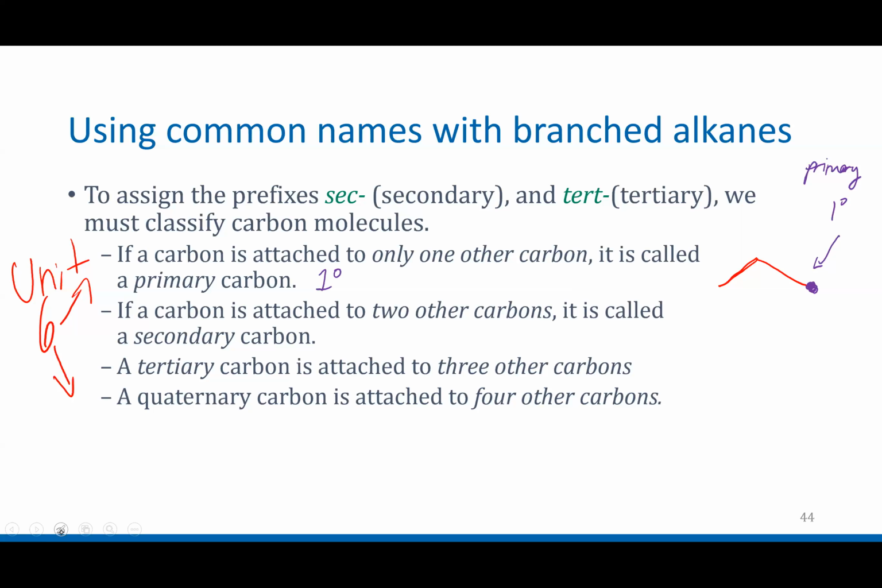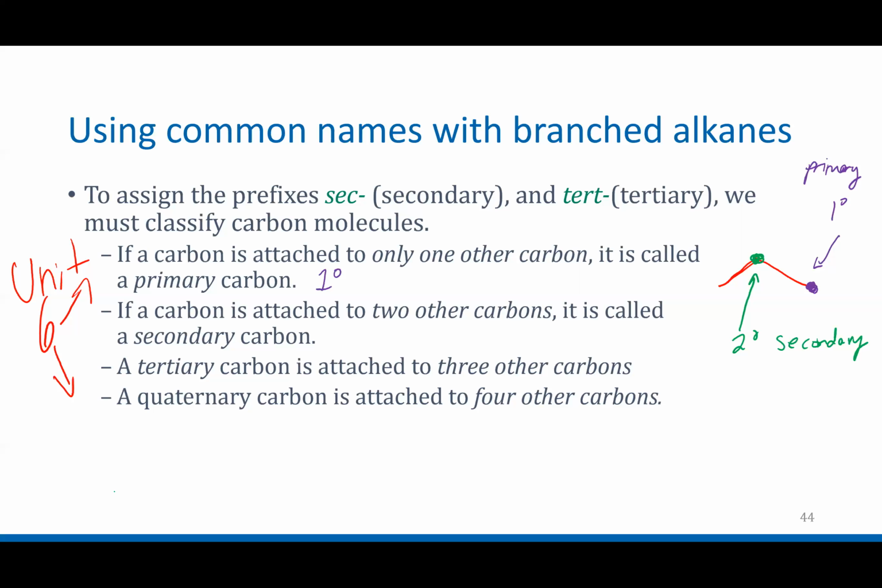Now, what about a secondary carbon? And you will need to know this for chapter 6. Well, let's look at this carbon in the middle. This carbon in the middle is a secondary carbon. Why? Because it's attached to other carbons. It's in the middle of the chain. It has a carbon on the left and it has a carbon on the right.